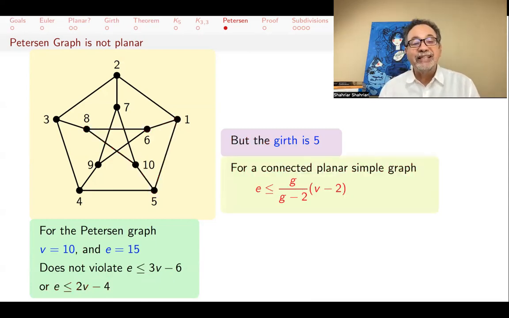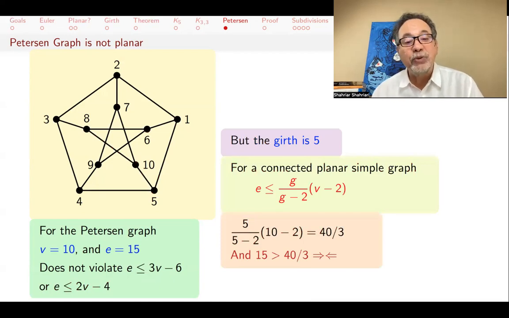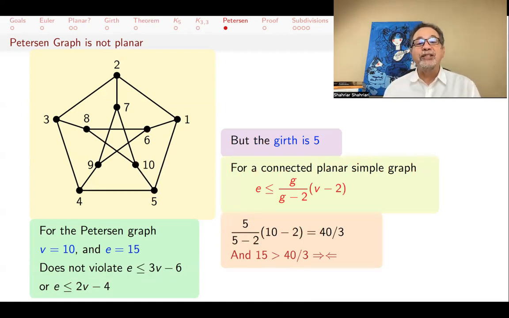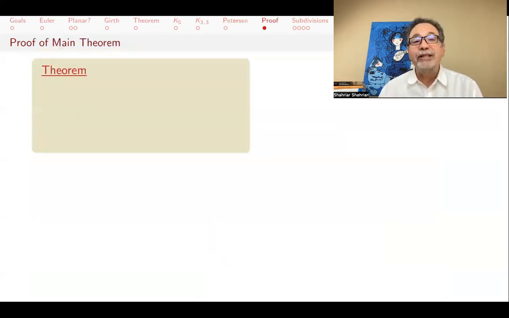In general, E is less than or equal to G over G minus 2, where G is the girth, times (V minus 2). And G is 5 here, and 5 divided by 5 minus 2, times 10 minus 2, is 40/3. And 15 is greater than that, not less than or equal to it as it's supposed to be. And so this proves that the Petersen graph is not planar. These were uses of that theorem. Now let's try to prove it.